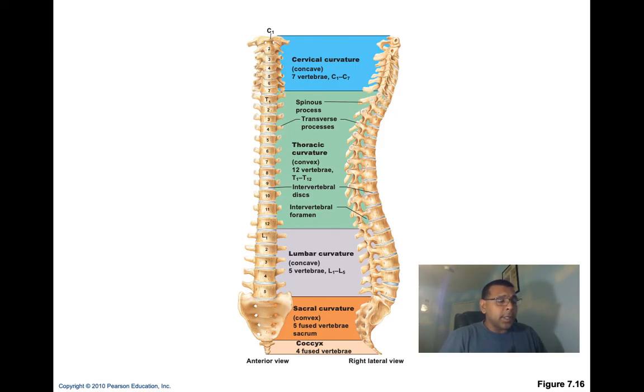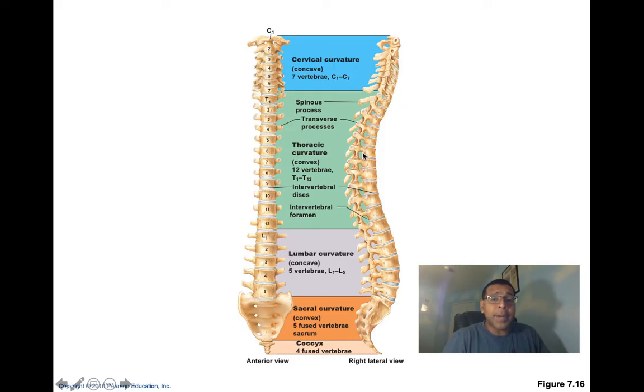So the divisions will include first your cervical vertebrae. You have 7 cervical vertebrae. They're also known as the vertebrae of the neck. And these vertebrae take on a concave curvature.